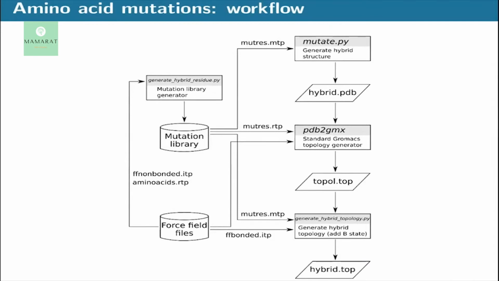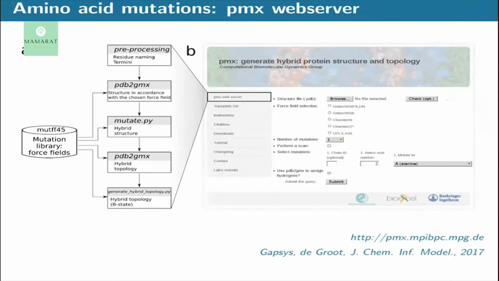So how PMX works, just very briefly, it is a set of Python scripts and modules which takes a structure, and firstly it mutates, mutate.py, for example, it mutates the amino acid and creates a hybrid structure. Then pdb2gmx, that's a GROMACS tool which creates a topology, and then we add the B state, so we just adjusted the topology to get a hybrid topology. All of this workflow seems quite complex, but it also can be achieved via the PMX web server, so you can see that exactly the same workflow then is hidden in just a few mouse clicks in this web server.